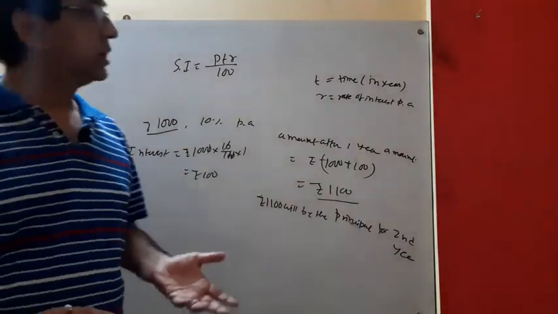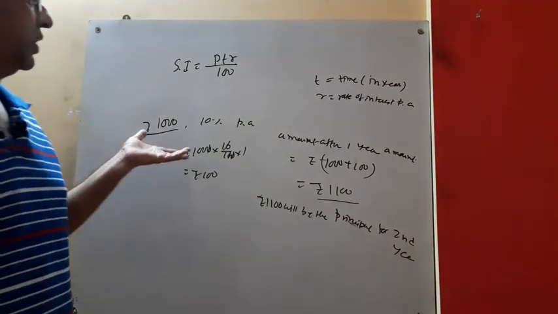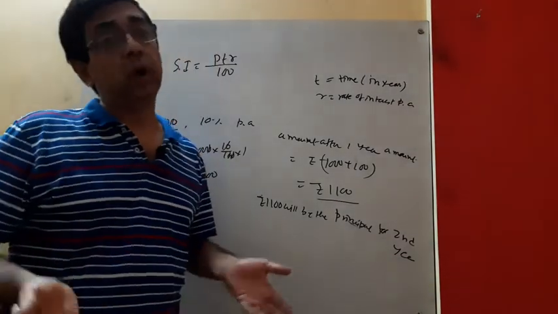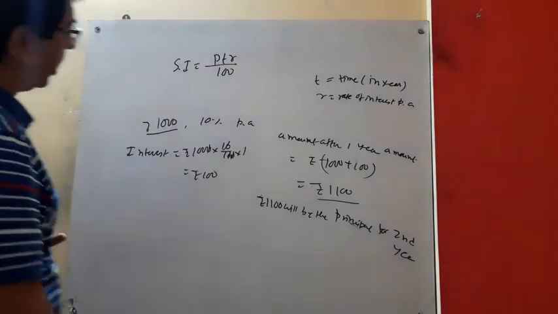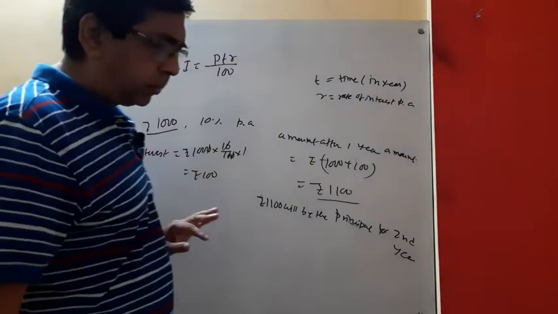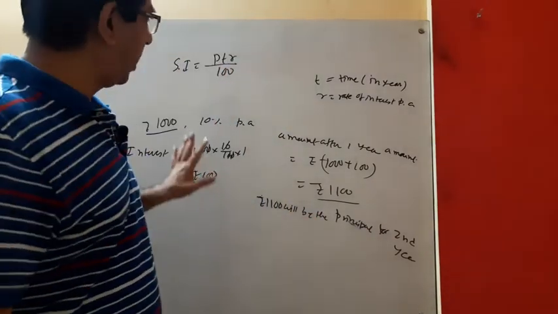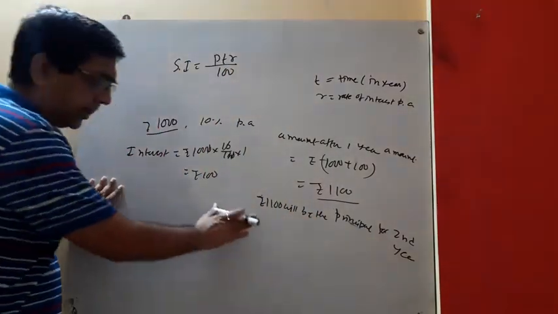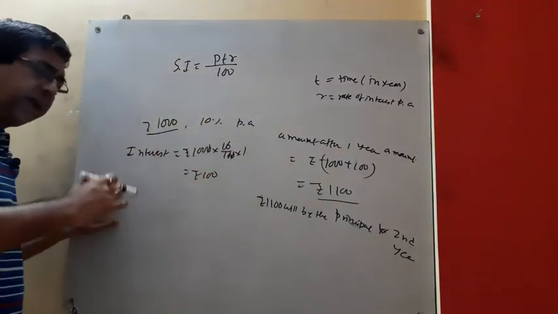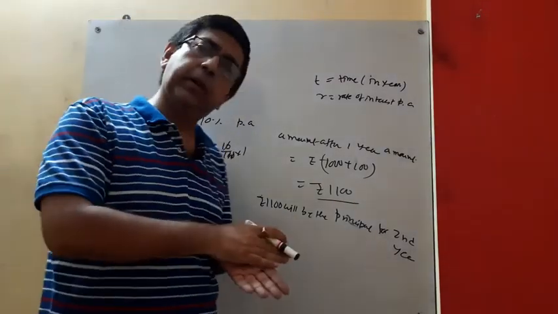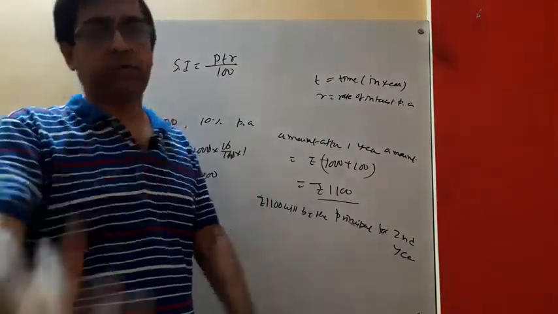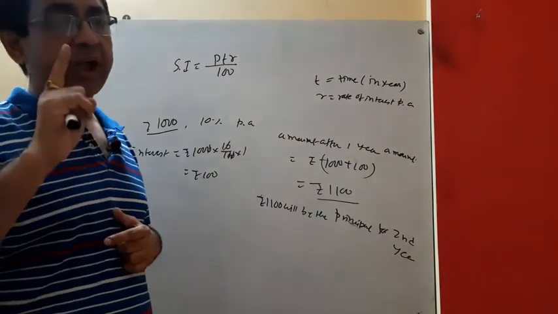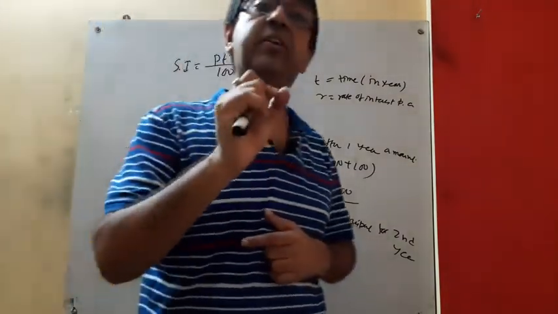But in another way, the bank can give interest semi-annually, quarterly, or monthly. For doing compound interest, there are two forms. One way is what I have done here: you find the interest, add it to the principal to get the new principal, and again find the interest and add. In this way you can proceed.